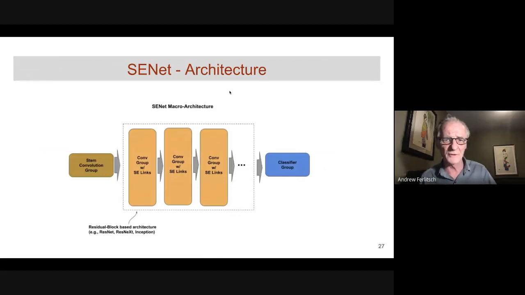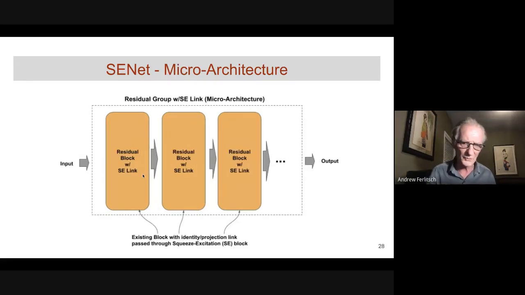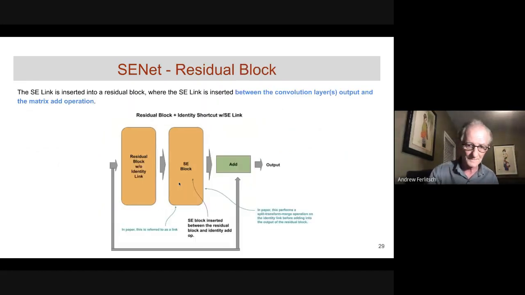So here's a macro view of the SENet architecture. In the learner block here, you have your one or more convolutional groups, but each group now has these SE links. And we'll dive a little deeper. So here is the residual group, which is going to consist of one or more residual blocks, and each block has an SE link. Okay, so let's look at what that really looks like. We're going to dive deep now.